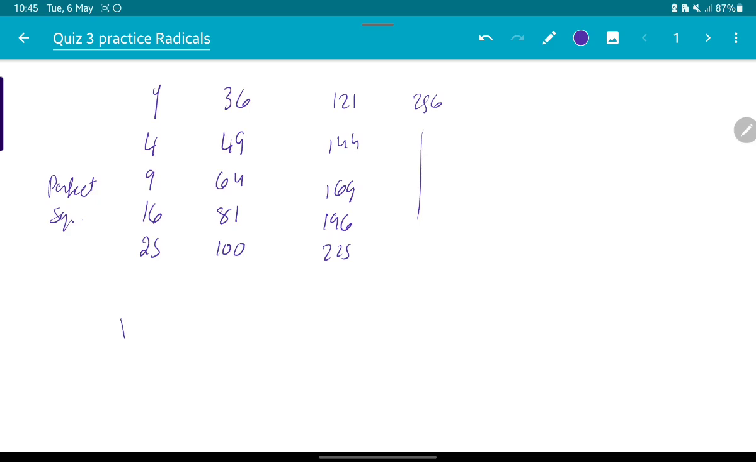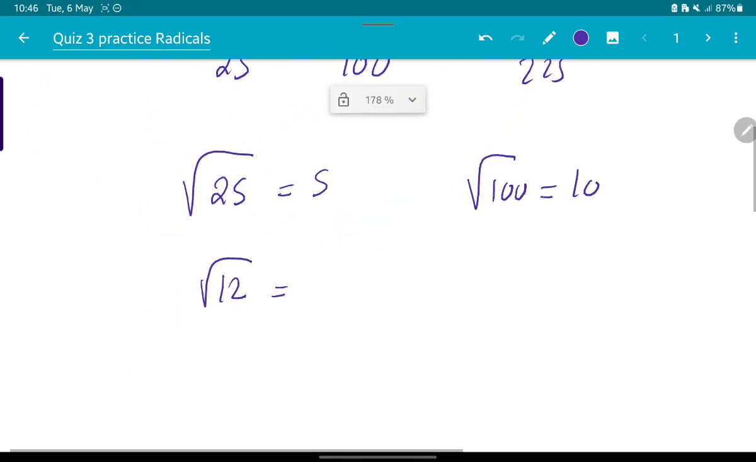squares. When we have a square root, for example, for 25, the answer will be directly 5. Square root of 100, the answer will be 10. But when I ask you to find the square root of 12, for example, you don't have a square root for 12, but we can break down the 12 to be root 4 times root 3. We have the answer for this to be 2 root 3.